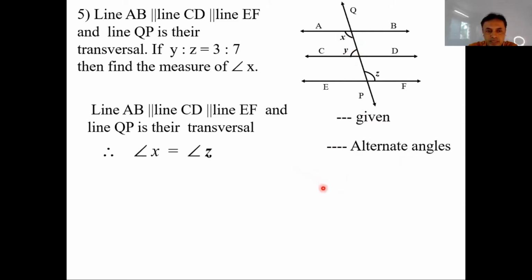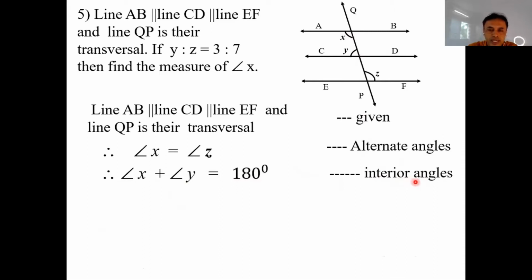So I'm going to write the second part. Also, angle X plus angle Y is equal to 180 degree. Reason: interior angles, or angle addition of interior angles. Now we get the second relation, that is angle X plus angle Y is 180 degree, as it is an interior angle.